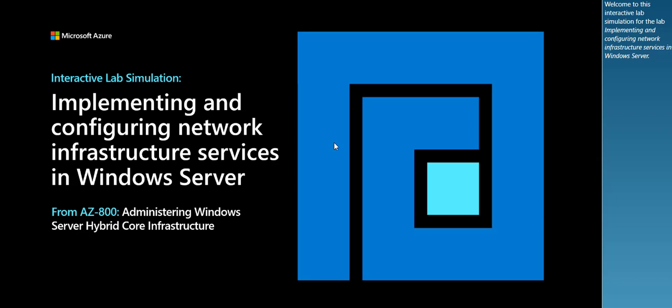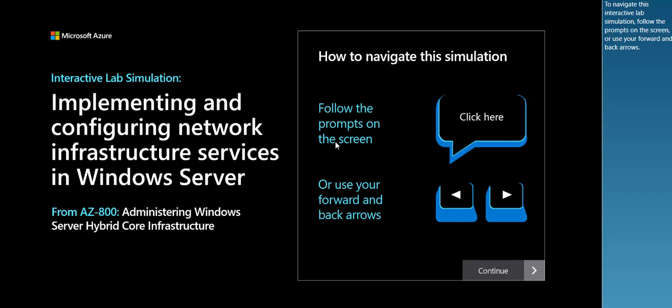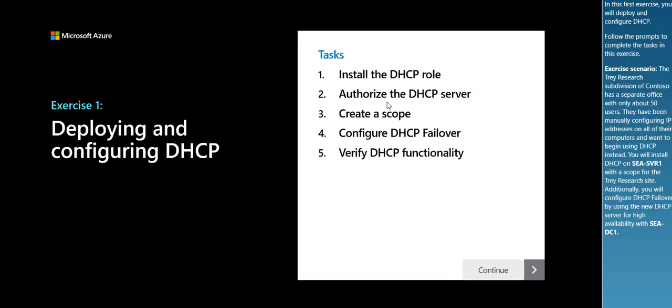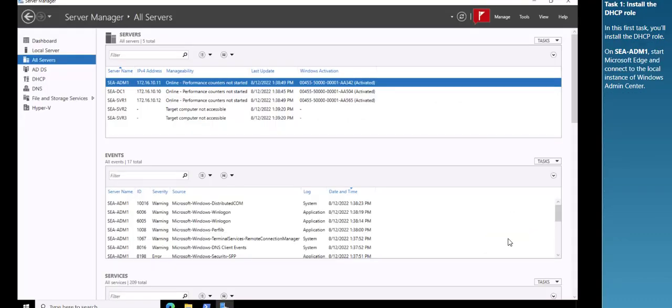Welcome to this interactive lab simulation for the lab Implementing and Configuring Network Infrastructure Services in Windows Server. To navigate this interactive lab simulation, in this lab, you'll complete the exercises listed on the screen. In this first exercise, you will deploy and configure DHCP. Follow the prompts to complete the tasks in this exercise.